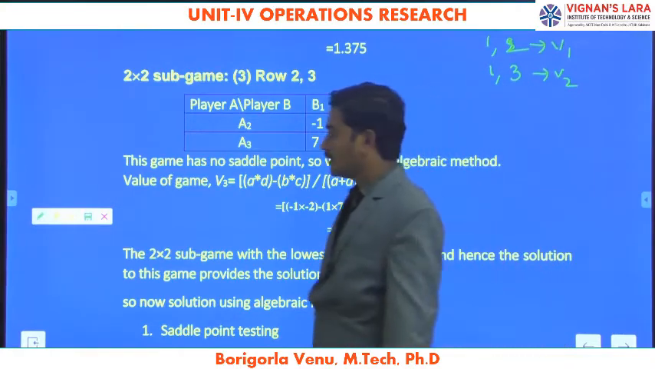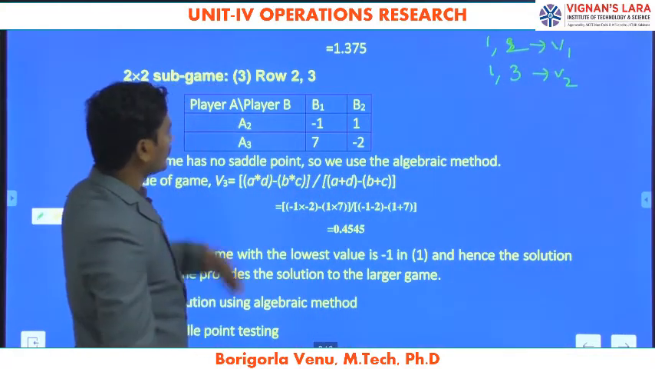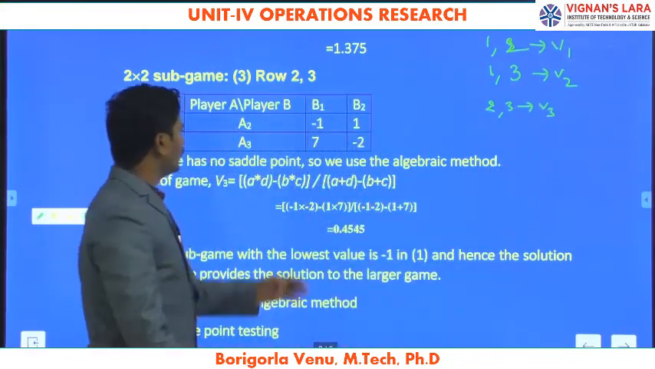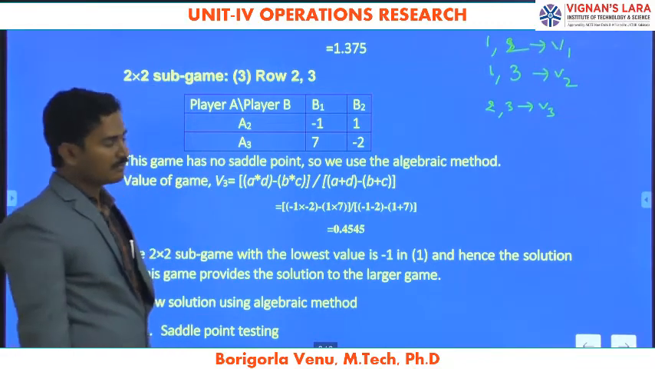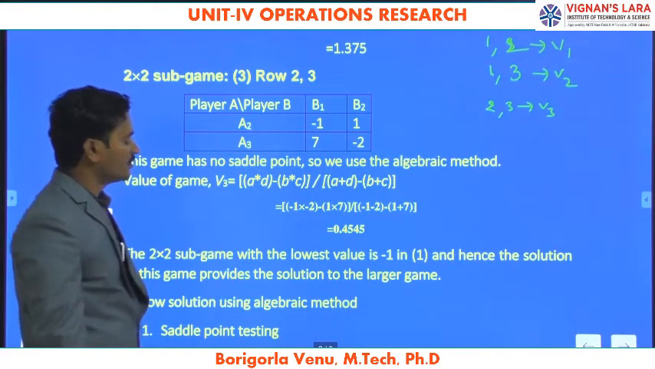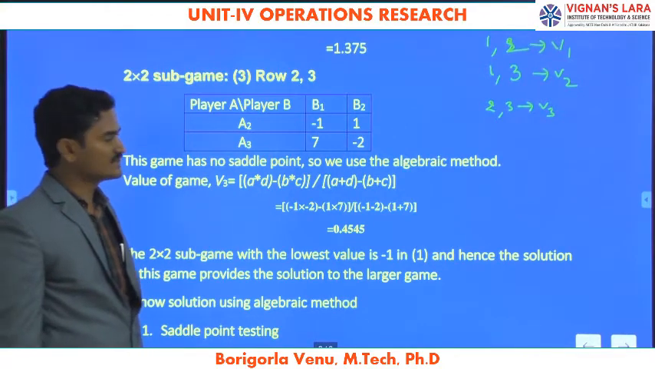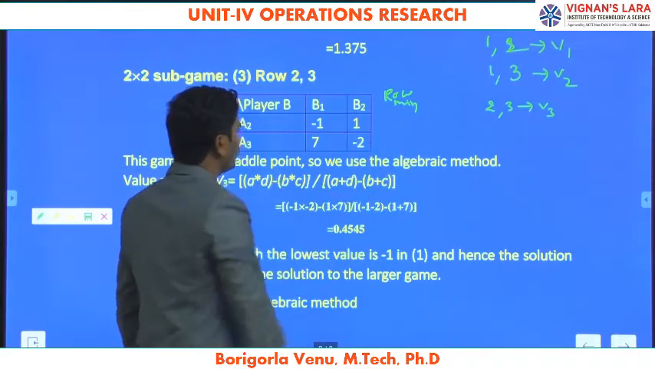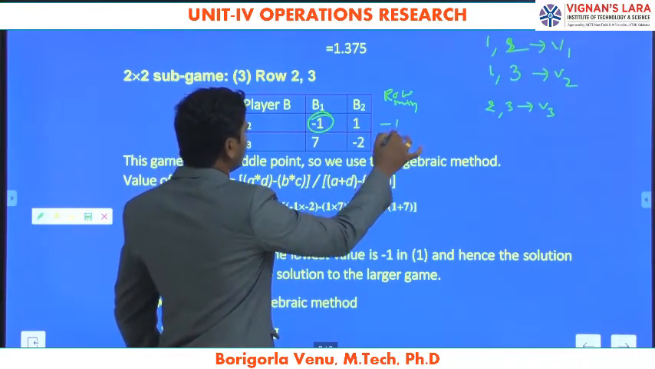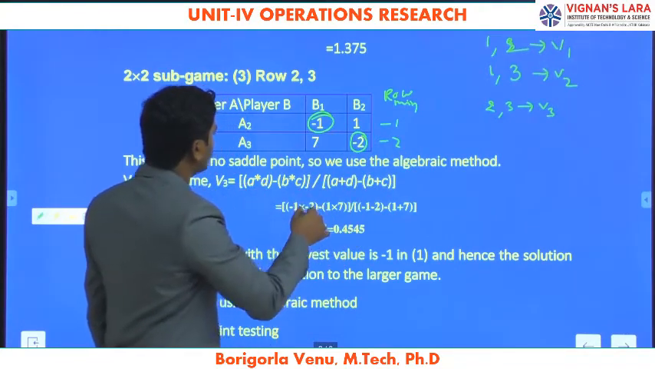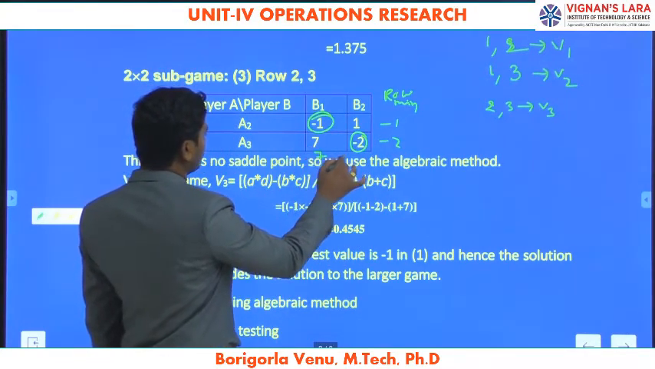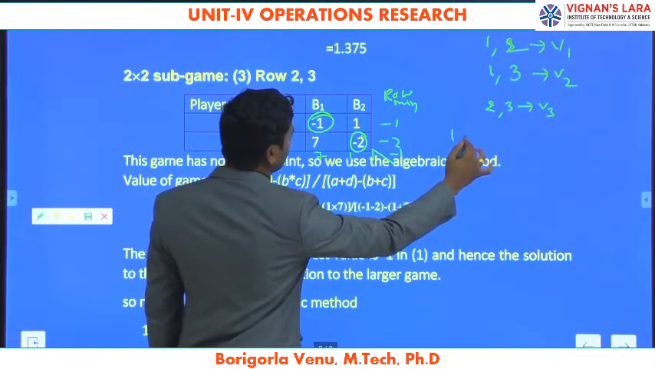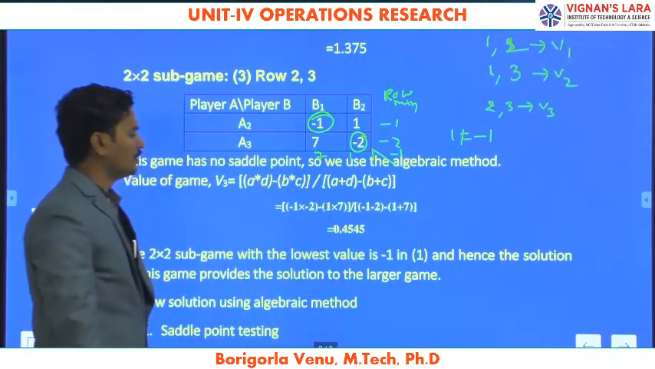Now I am going to check another possibility, that is rows 2 and 3. Now I am going to calculate the v3 value. Sorry, from this I am going to calculate the minimax and maximin values. Here the row minimum is minus 1, minus 2. Coming to the columns, the maximum values are 7 and 1, so the minimum is 1. Here the maximum is minus 1. So the saddle point doesn't exist because 1 is not equal to minus 1.